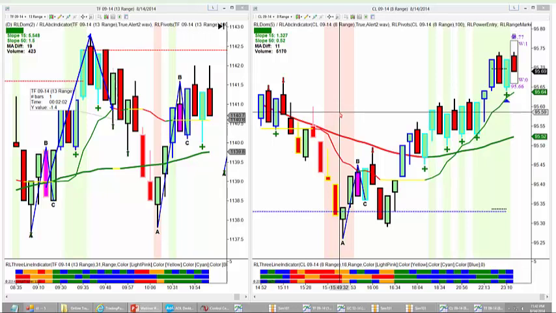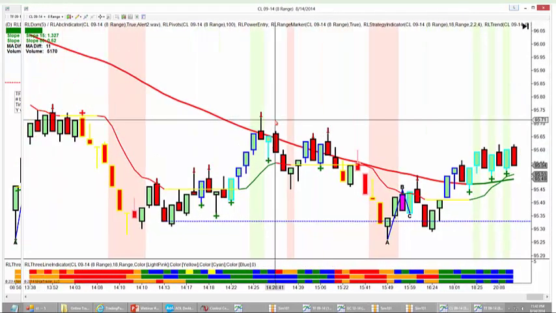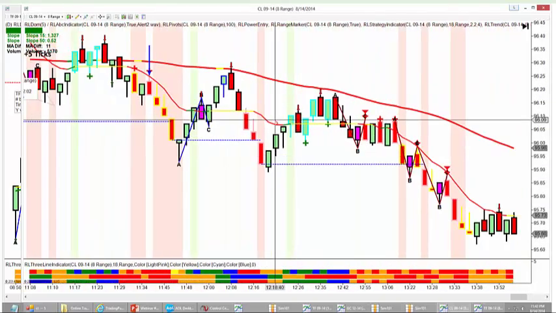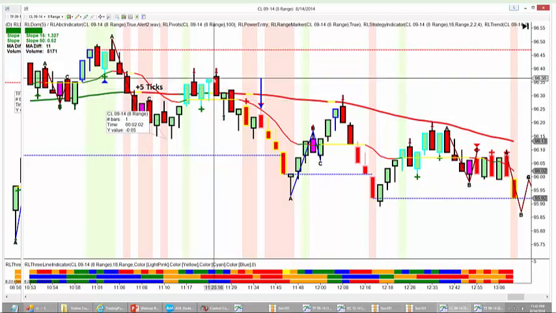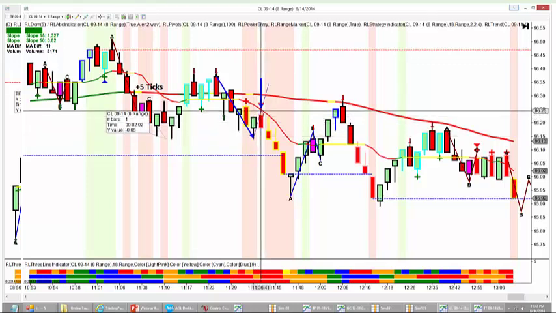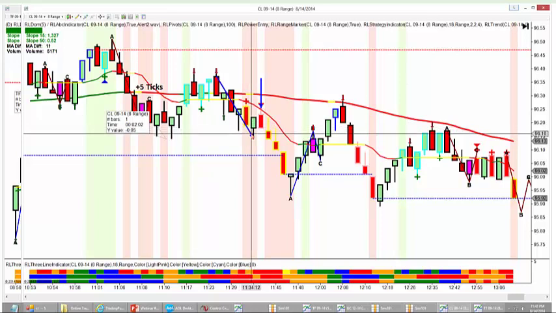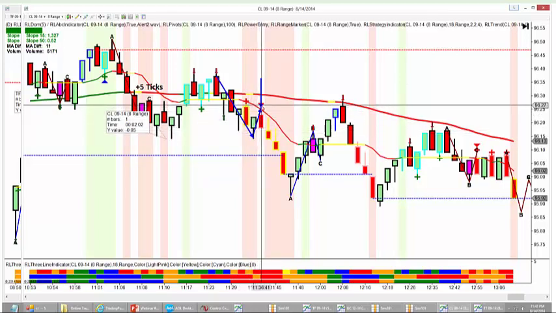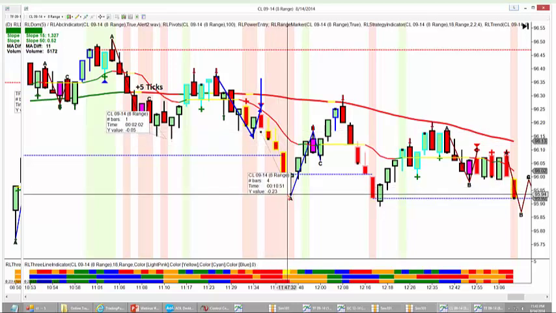Let's take a look at crude oil. Now, here's a trade that we had today. We broke the 50 and the 15. We traced right back. We had a strategy signal, and down we went. We're in one tick below. 23 ticks. This is a little more complex trade. Our first target's 5 ticks. It went 5 ticks.